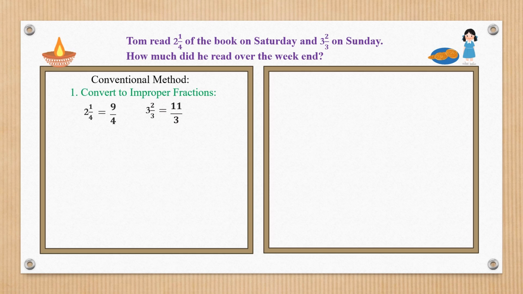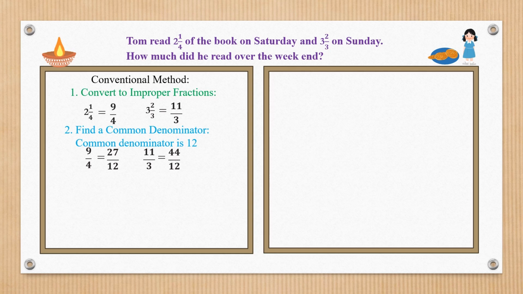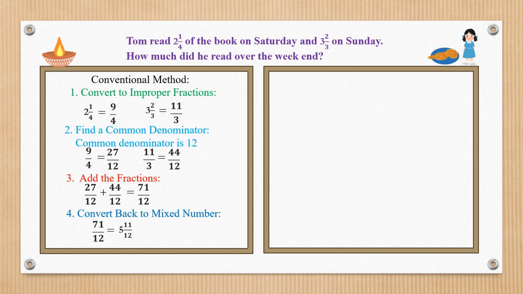2 1/4 is equal to 9/4. 3 2/3 is equal to 11/3. Now find a common denominator, that is, you have to find the LCM of 4 and 3, which is 12. So 9/4 becomes 27/12. 11/3 will become 44/12. Now add the fractions. So 27/12 plus 44/12 gives 71/12. 71/12 converted back to a mixed number gives 5 11/12.